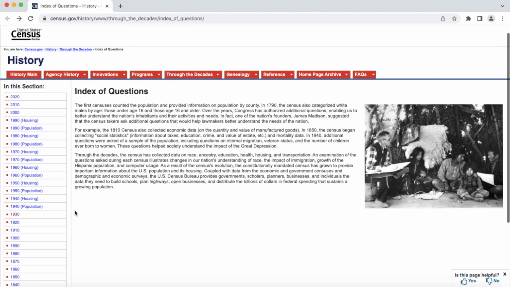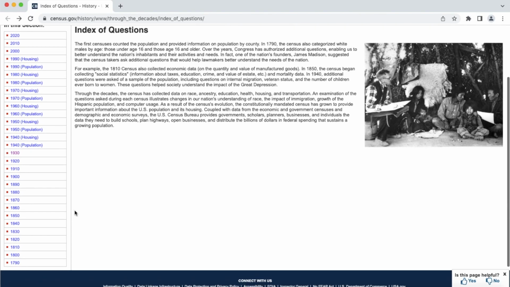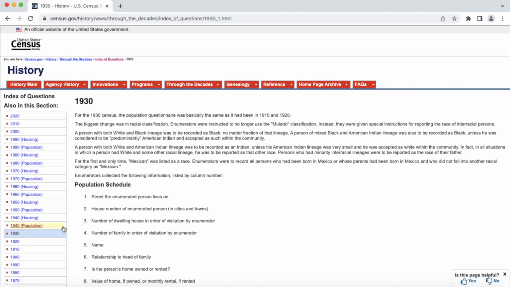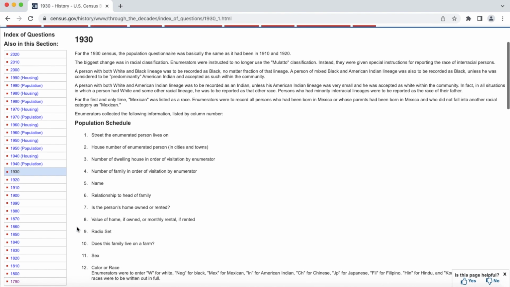Two great resources for better understanding the questions asked on each census are at census.gov and familyhistorydaily.com. Census.gov provides a list of each question asked during each census, from the skimpy 5 questions asked in 1790 to if the family owned a radio in 1930.